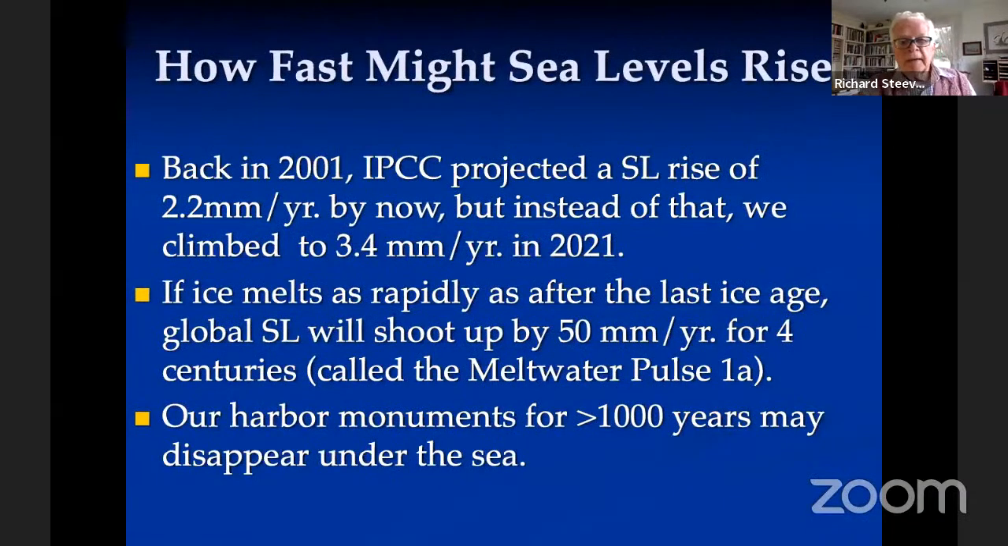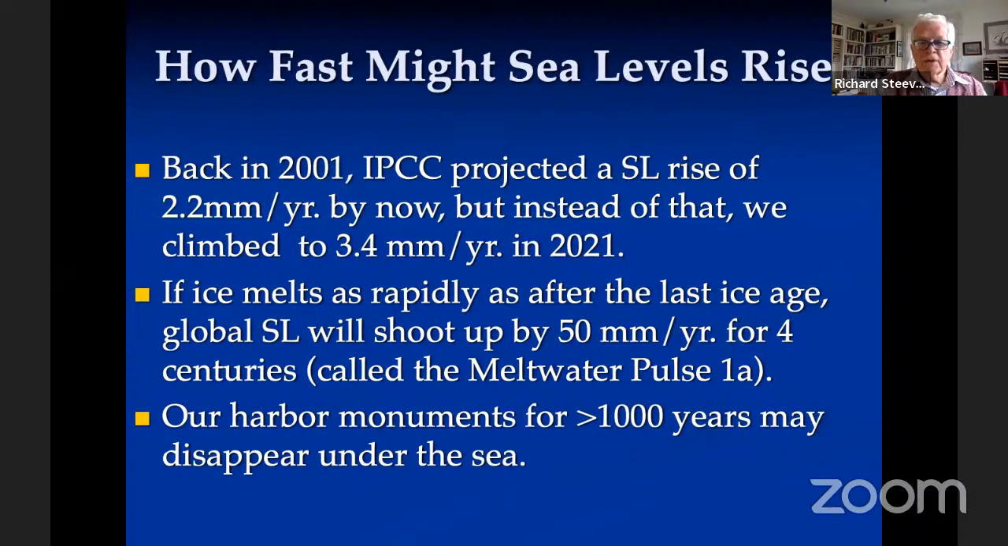So getting down to his text, we're going to review some of his slides and just try and update them a little bit. He pointed out that back in 2001, the Intergovernmental Panel on Climate Change projected a sea level rise of 2.2 millimeters per year. And here it is 20 years later, and our projections now are 3.4 millimeters per year, based on that graph that I showed you, and they're projecting sea level is going to go up by 50% faster than we projected 20 years ago.